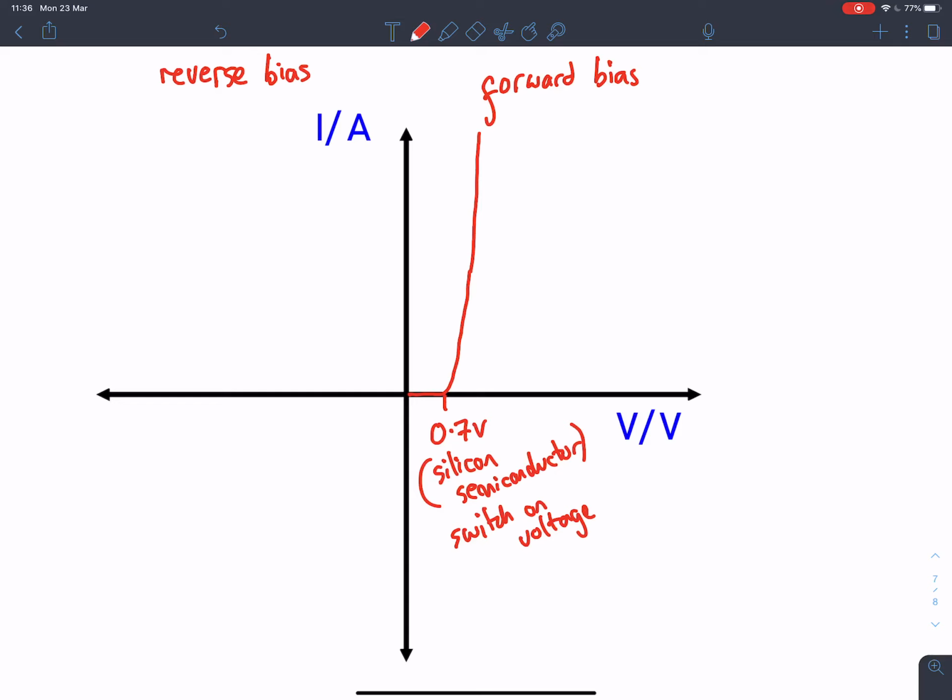Okay, so let's look in the reverse bias now. I'm basically now trying to push current the wrong direction around the circuit. So I'm applying a certain voltage, and you might even get a little bit of current leaking through. So this is not completely at zero because I'm pushing voltage the wrong way around and a little bit might get through. So you might get a little bit of diode leakage. So this is basically the diode working as it should. It's stopping that current flowing.